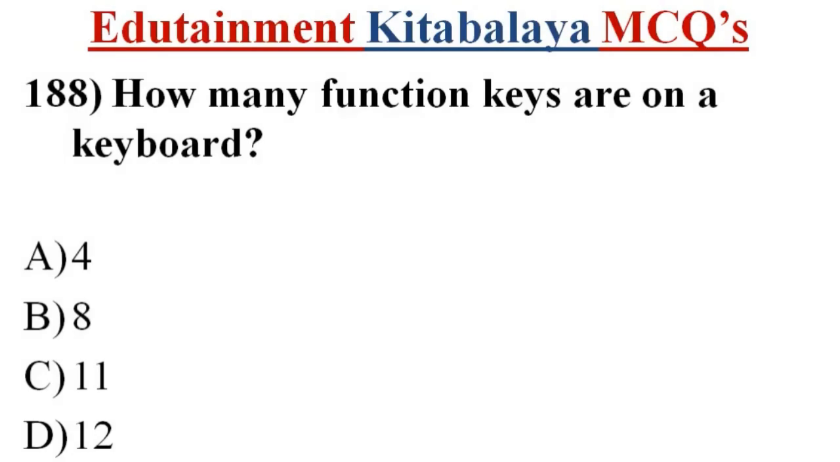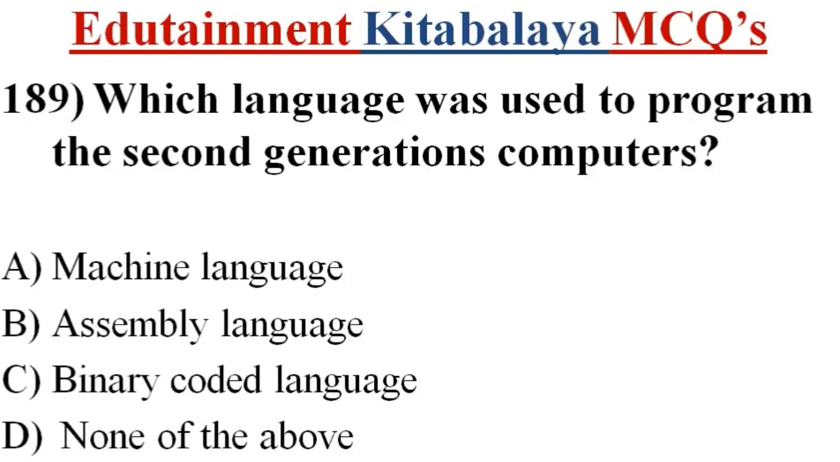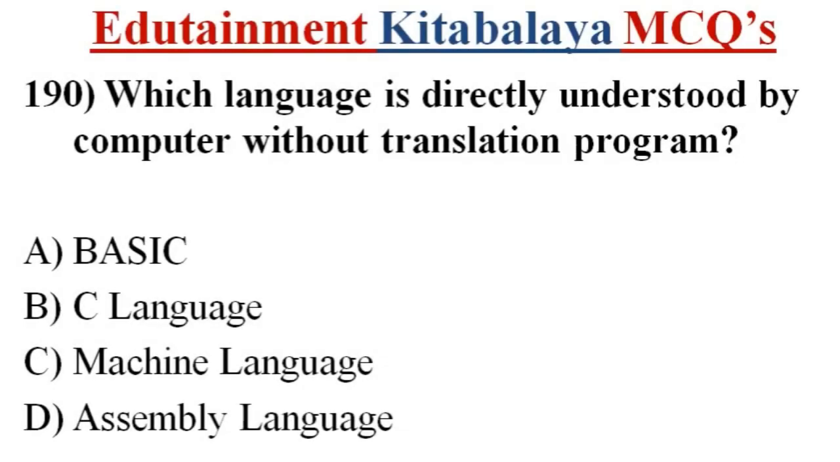Question number 188. How many function keys are on a keyboard? A. 4. B. 8. C. 11. D. 12. Correct answer is D. 12. Question number 189. Which language was used to program the second generation computers? A. Machine language. B. Assembly language. C. Binary coded language. D. None of the above. Correct answer is B. Assembly language.